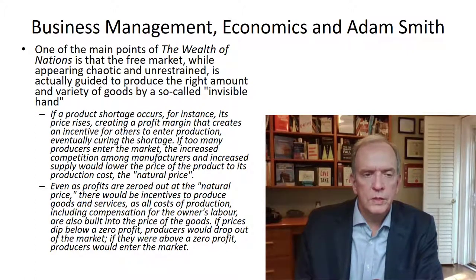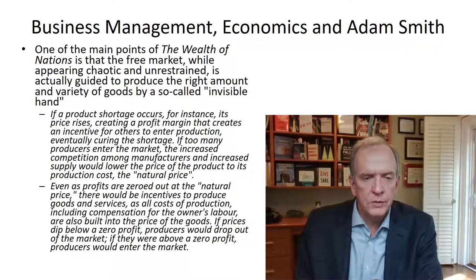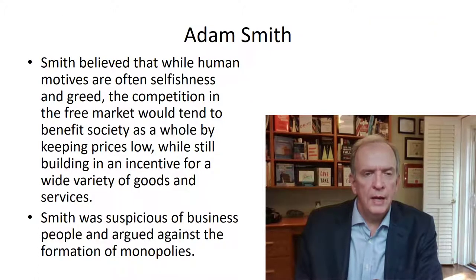There's a couple of quotes there on the side that you can see. If a product shortage occurs, for instance, its price rises, creating a profit margin that creates an incentive for others to enter production, eventually curing the shortage. If too many producers enter the market, the increased competition among manufacturers, increased supply, would lower the price of the product to its production cost, known as the natural price. So just giving you a little bit of background about Adam Smith and his economics.